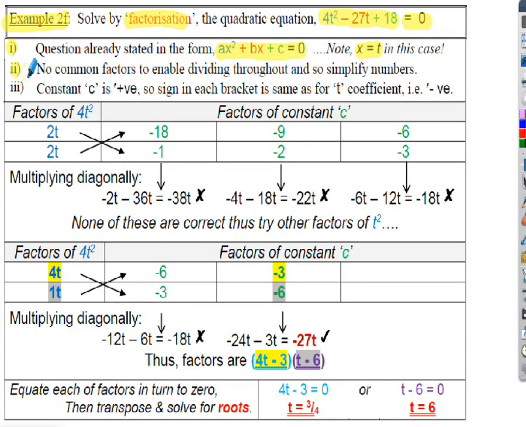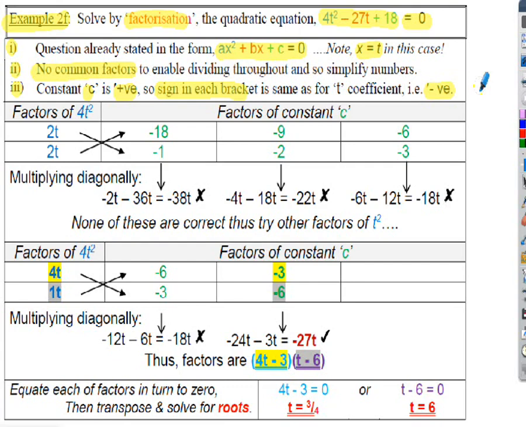Considering step 2, there are no common factors to divide throughout by. In this case, we cannot divide 4, negative 27 and the positive 18 by any whole number to simplify the numbers further, so it's got to remain as it is. And considering step 3, the constant c in this case is a positive value, it's positive 18 here, so that means the sign in each of the brackets will be the same as that for the b coefficient. In this case they'll both be negative because I've got a negative 27 for my b term.